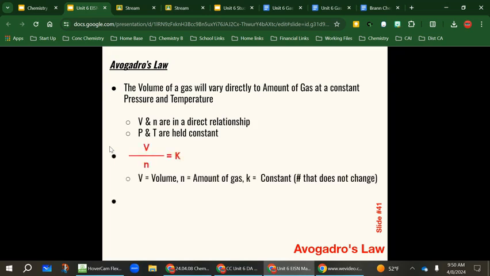V1 over N1 equals K. K is still a constant here. Now, here's the one thing I will tell you. It is not always 22.4. The constant is only 22.4 if pressure and temperature are what?